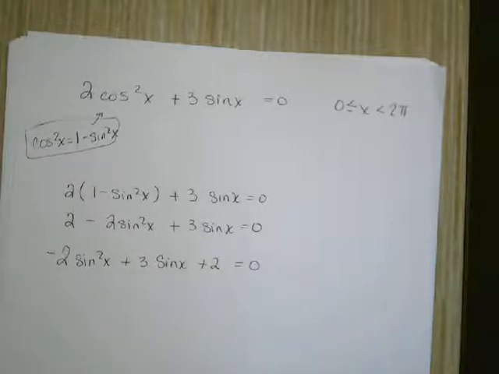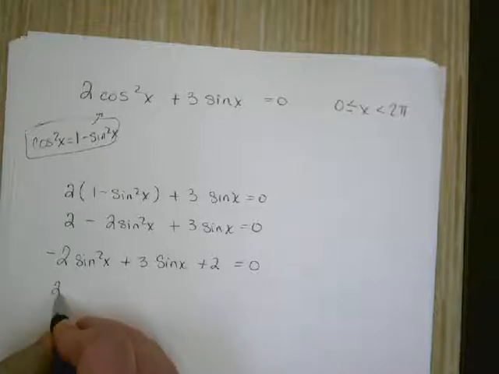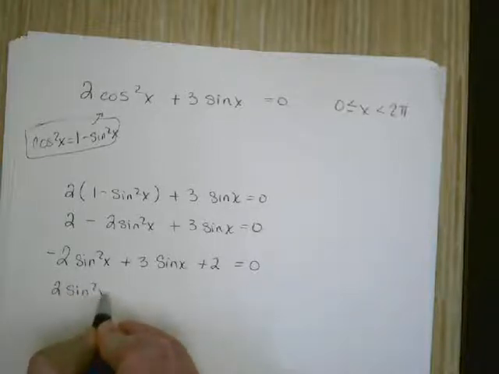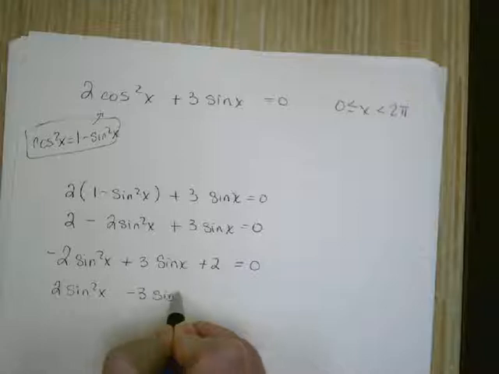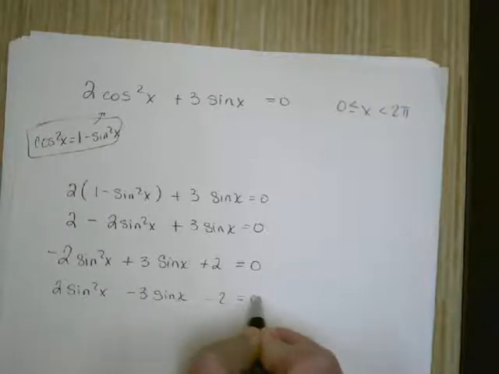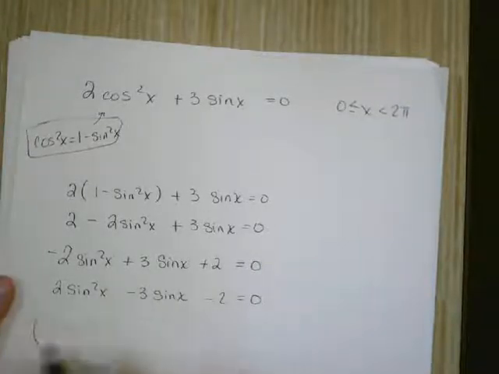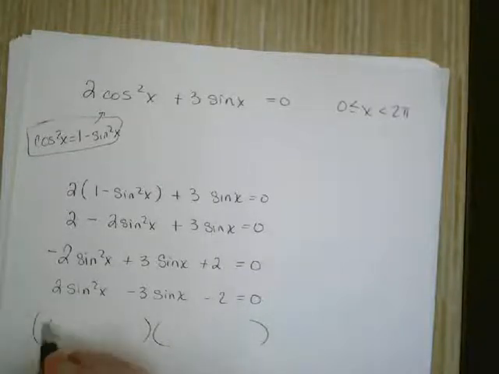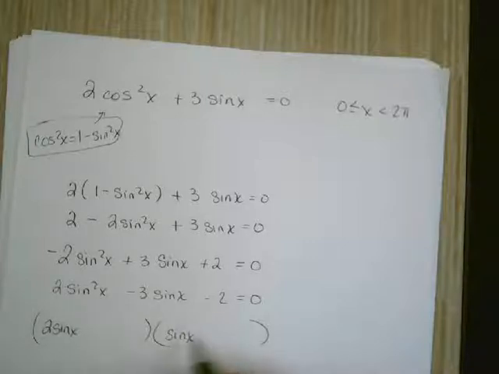I want it to all be positive, so I'm going to multiply through by negative 1. 2 sine squared x minus 3 sine x minus 2 is 0. Then I'm going to factor it. It's going to break down into 2 times the sine of x, and this one's going to say the sine of x. Factors of negative 2 are positive 1 and negative 2. I need to know which way to put them in there. This is like backwards FOIL. Factoring is trial and error.